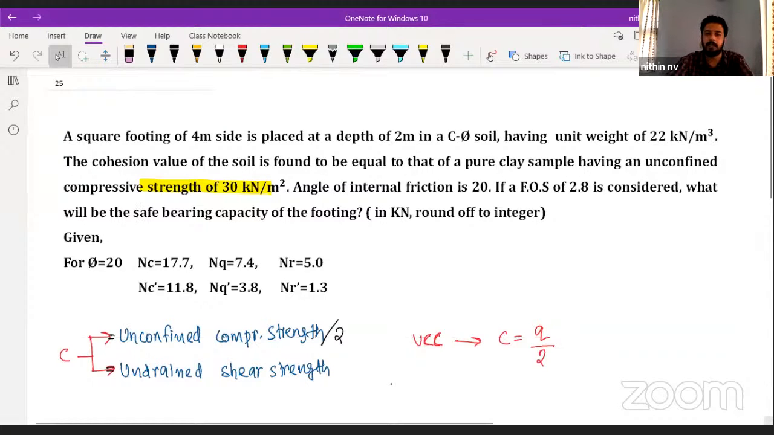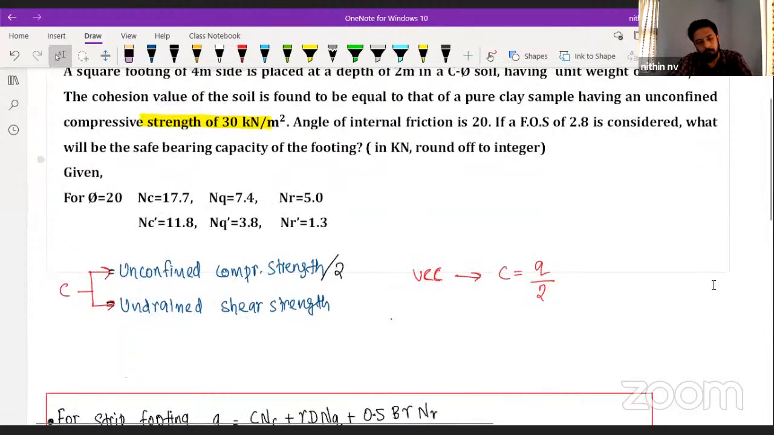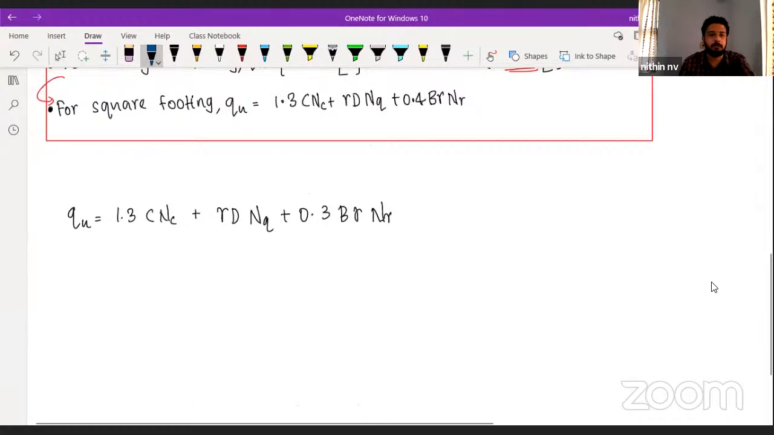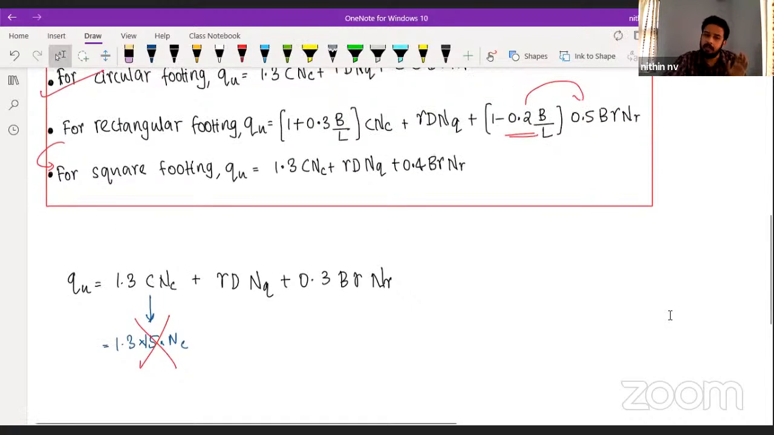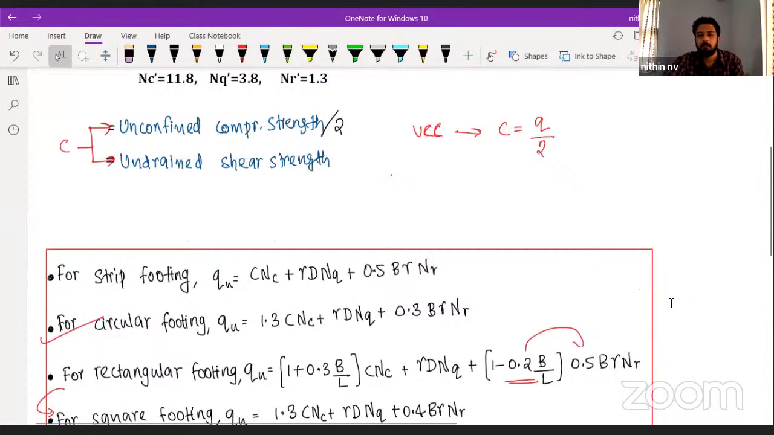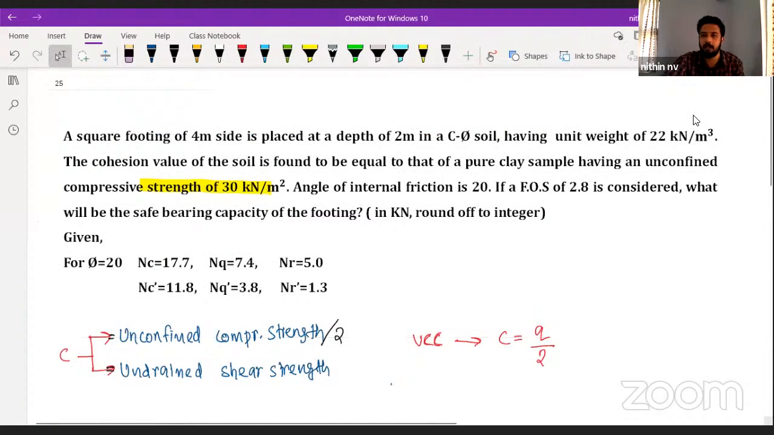So here, what will be the c value? Tell me what will be the c value here. Very good, 15. But if I substitute 15, I am going to get the wrong answer. This is what you have to check. Yes, c is 15 only, but whenever they are asking about a shallow foundation, whenever they are asking for the ultimate bearing capacity, we always have to check the angle of internal friction. Let's look here.